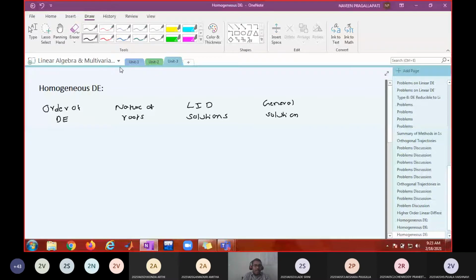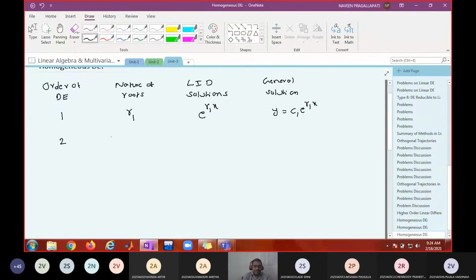So, order of the differential equation. Let me start with first order. For first order, how many roots will you get? Only one, R1. So the corresponding solution is e power R1x, and the general solution is y equals C1 e power R1x. Right? Now if the order is 2, you have different cases.